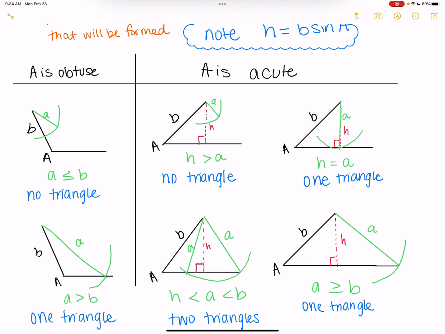And in all of these cases, I don't know if I explained it with the obtuse ones, but the curved green line is, if you were to take that side length A and hold it at the top and swing your pencil around, or swing that side length around, how many times it hits that bottom part is how many triangles you have. So if it doesn't hit at all, it's no triangle. So that's in the H greater than A case, there's no triangle because it never hits that bottom line to make the triangle.